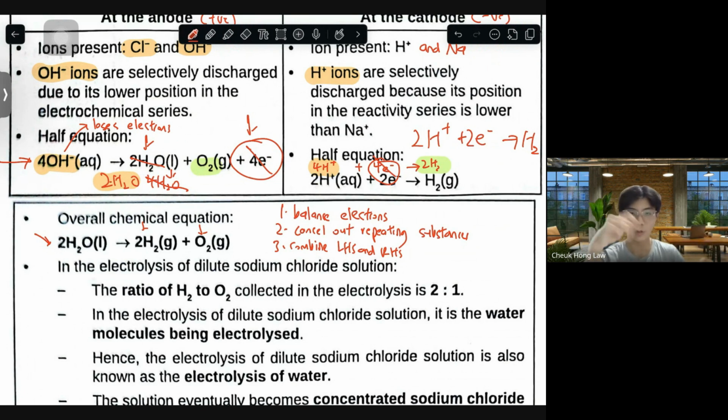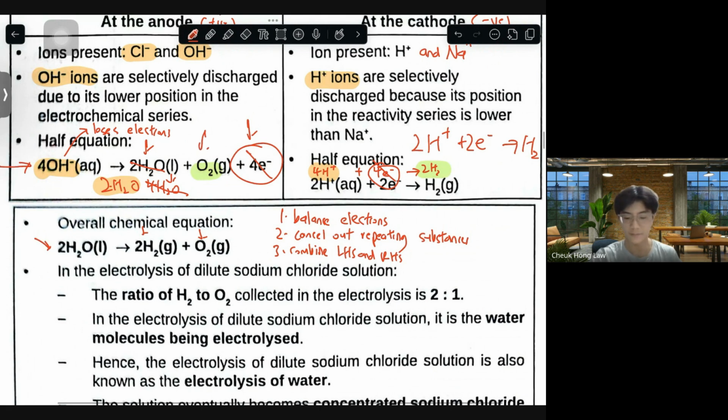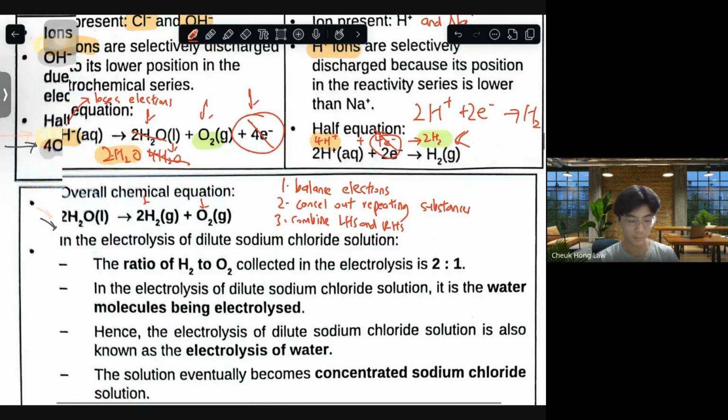Then the last step is to combine everything on the left-hand side. That means your 4OH minus, 4H plus, 4E minus, everything combined, if I never cancel them out. And then on the right-hand side, I have these two. Okay, on the right-hand side of the equation. So once you combine, you get this.